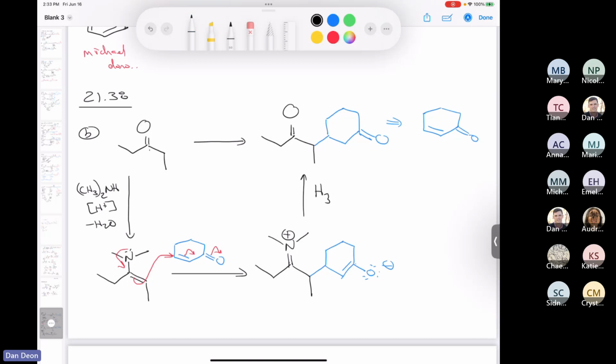And we hydrolyze the iminium. We protonate the enolate to the enol. It tautomerizes, and we get a 1,5-dicarbonyl. And again, you can count: 1, 2, 3, 4, 5.